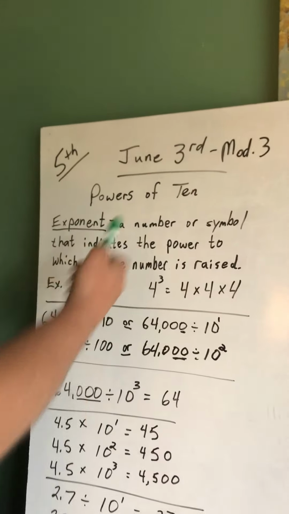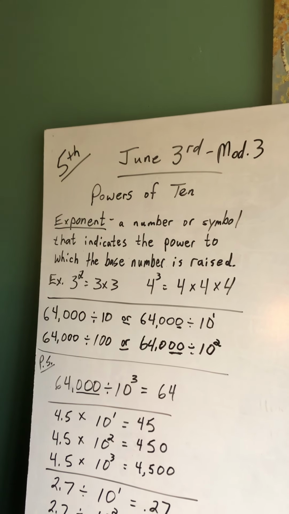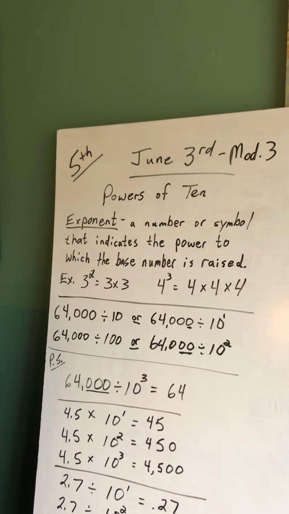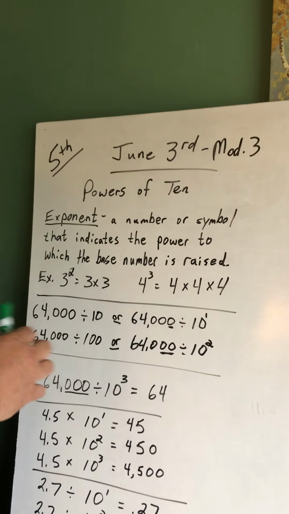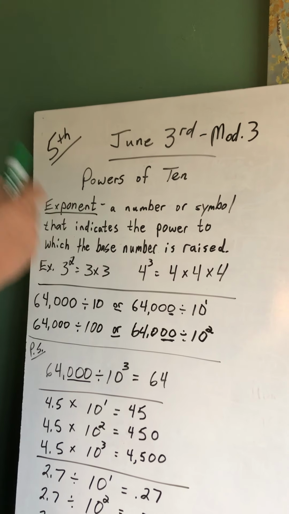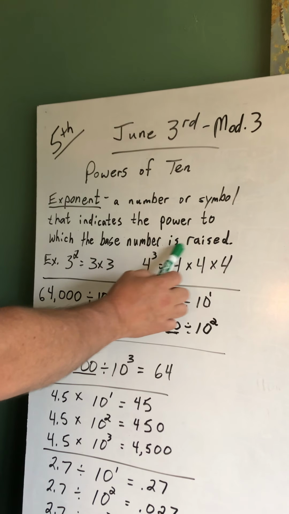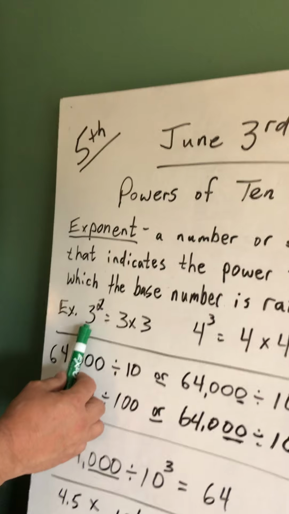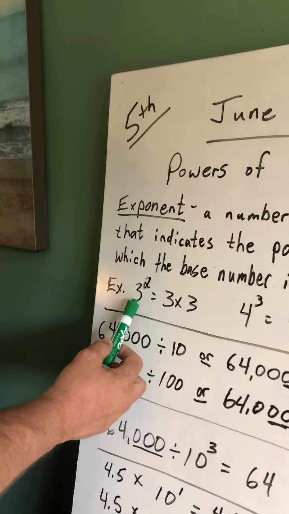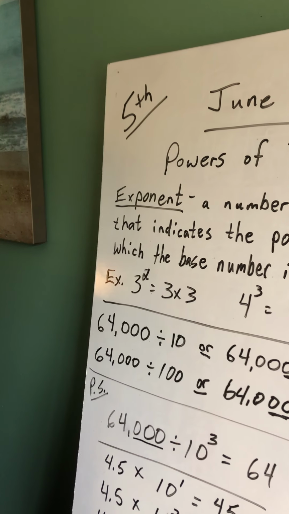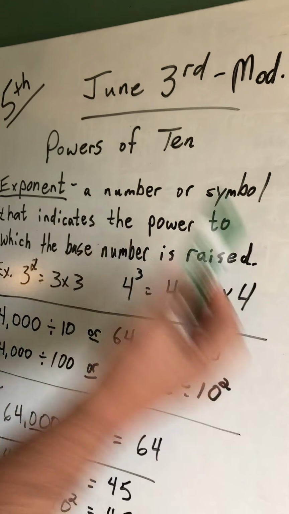So we're doing powers of 10, okay? So basically, that's 10 to the 1, 10 to the 2, 10 to the 3. Okay, and then, what do I mean by power of? So exponent, a number or symbol that indicates the power to which the base number is raised. So I know you guys have seen these. I don't know how much you did, but 3 to the 2 means 3 times 3, okay? 4 to the 3 means 4 times 4 times 4, okay?